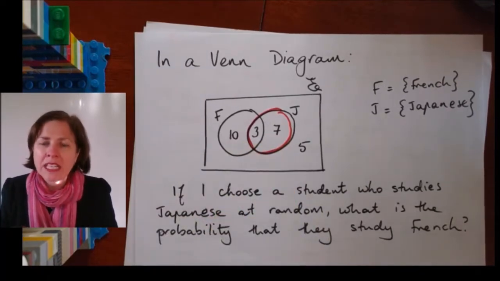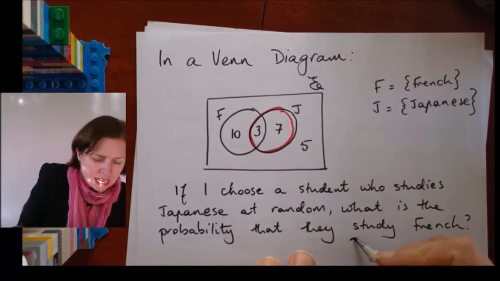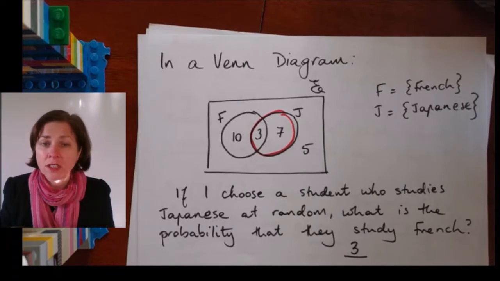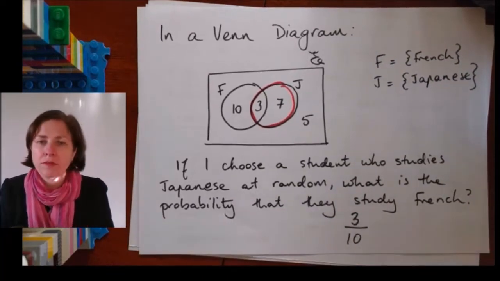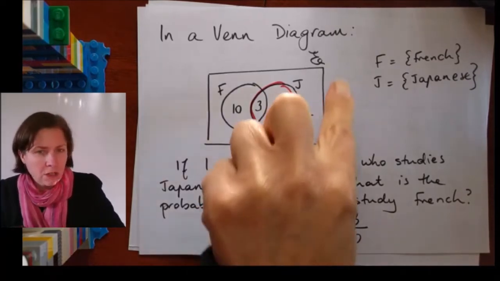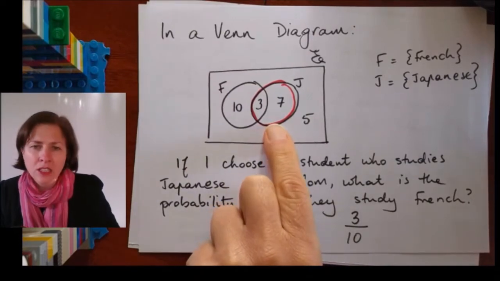What is the probability that they study French? The answer is, well, there are 3 students in that circle that study French out of a total of 10 students. So this is conditional probability. I'm not choosing from the whole group. I'm only choosing from the people in this circle.